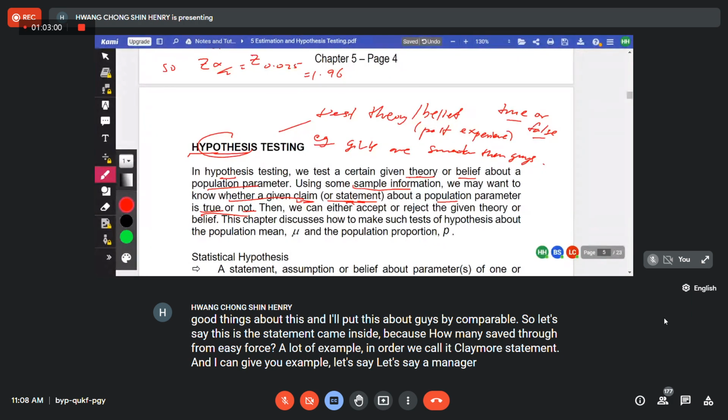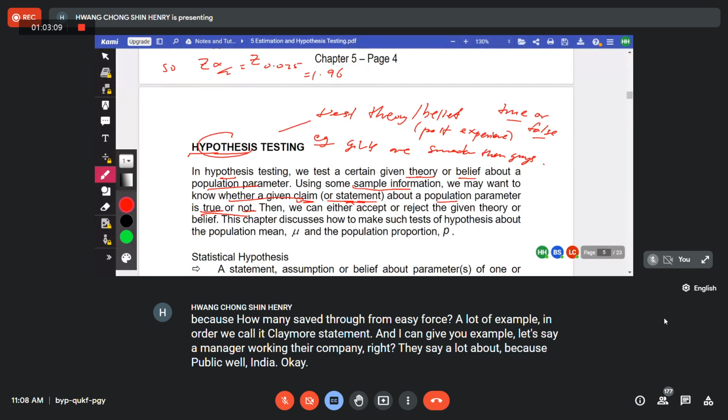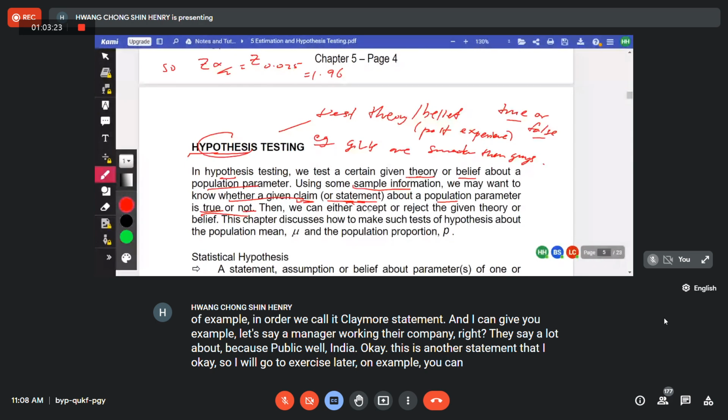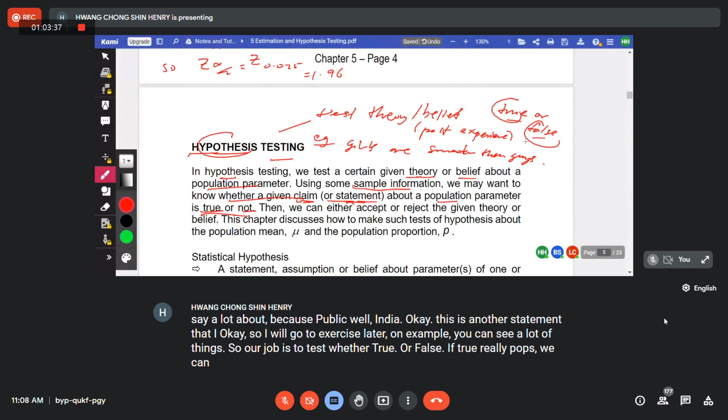Let's say a manager working in a company says a lot of the workers are not doing well in their project. This is another statement by the manager. So do the workers agree with the manager or not? True or false? When you go through the exercises later on, you can see there are a lot of claims or statements. So our job is to test whether true or false. If true, agree. False, reject. See, we either accept or reject.